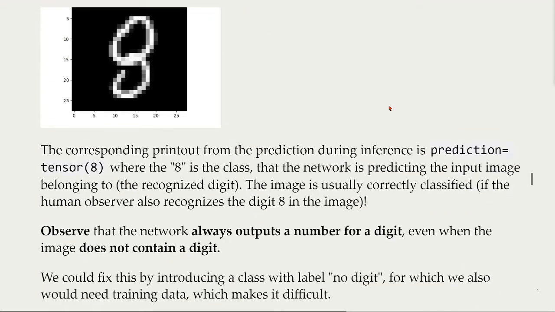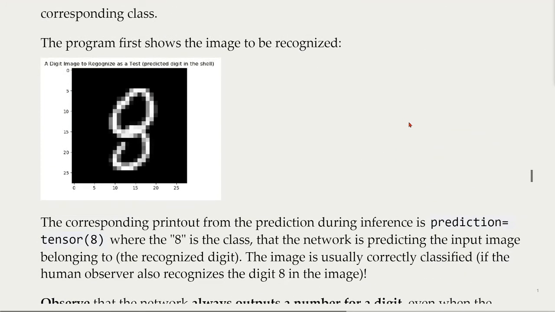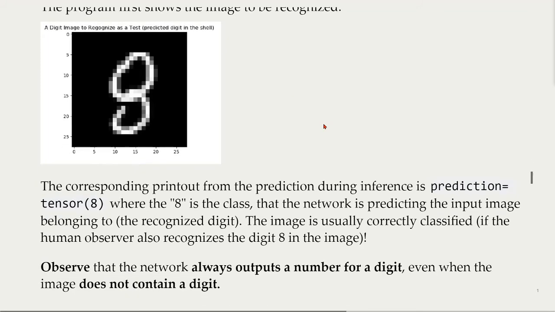And then we see that we will give it an image, and the corresponding printout from the prediction in this case was 8. So the network is predicting the input image belonging to class 8, and the image is usually correctly classified. And we see that in this case it is more or less easy for a human to identify as an 8, but I would not be surprised if somebody thinks it's a 9, or if the machine thinks it's a 9.